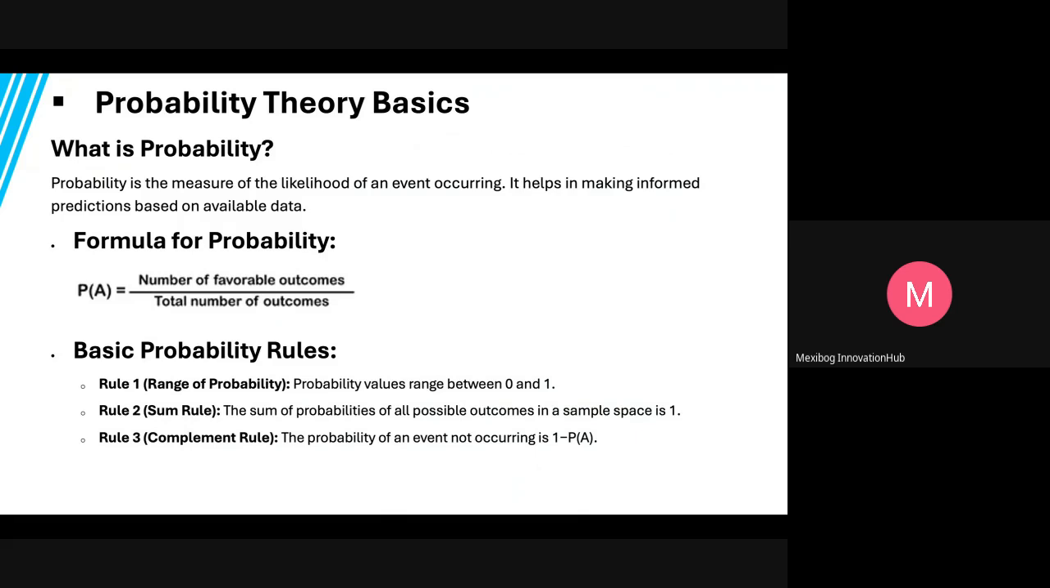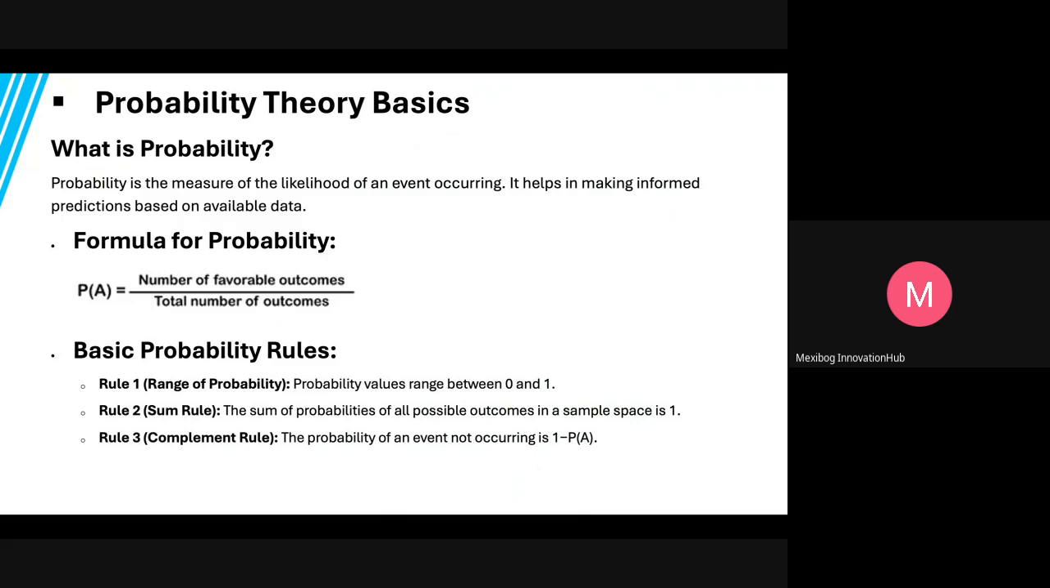So, basic probability rules. Rule 1, the range of probability. You must know that probability ranges between 0 and 1. You can't have anything outside this range. So you can't say the probability is 1.5. No, it's between 0 and 1. Rule 2 for probability is the sum rule: the sum of probabilities of all possible outcomes in a sample space is 1.